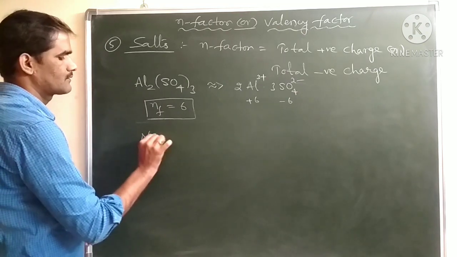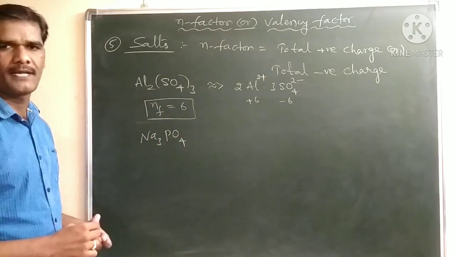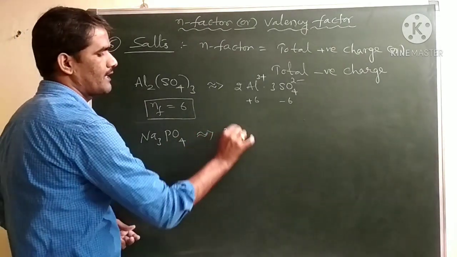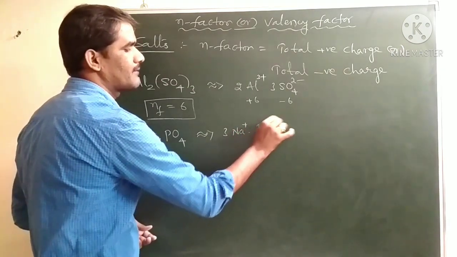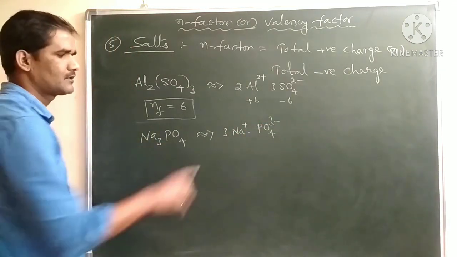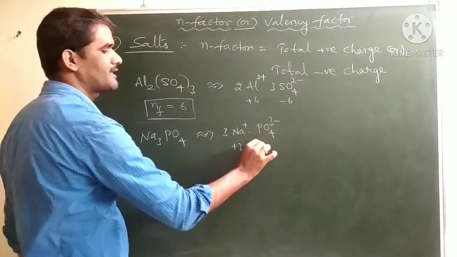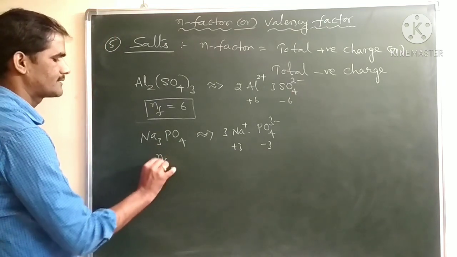For example, Na3PO4, sodium phosphate. Here 3 Na plus and PO4 3 minus. So 3 sodiums give a total of plus 3, and 1 phosphate carries minus 3. Now the N factor is equal to 3.